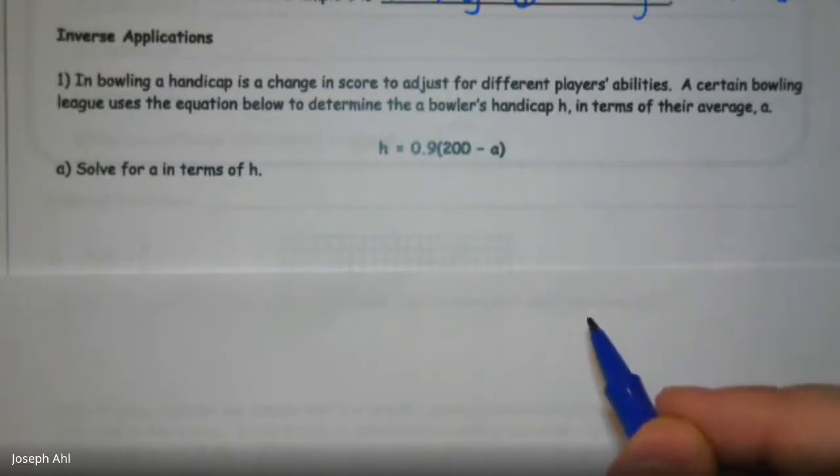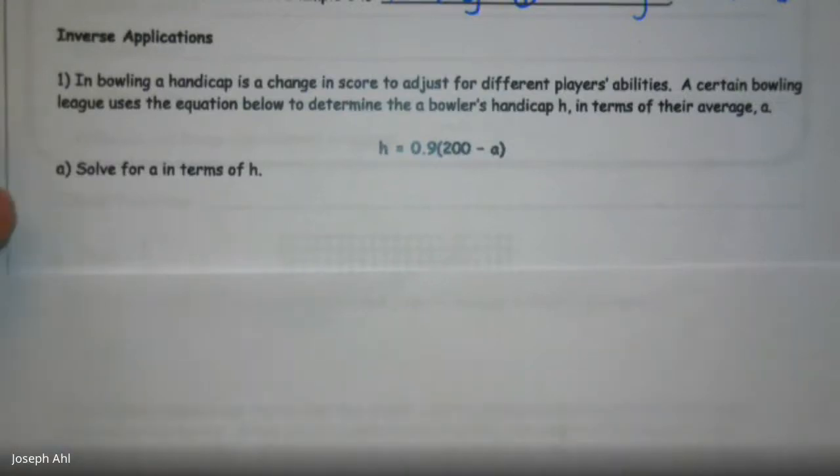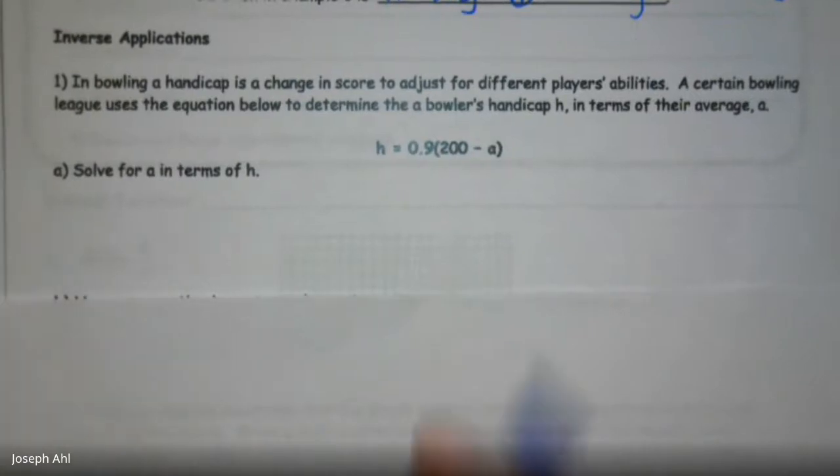My mom and aunt are both avid bowlers. I don't know if they have a handicap. I'll have to ask them, but they bowl in a league every Wednesday. They just love it. So here's the equation.